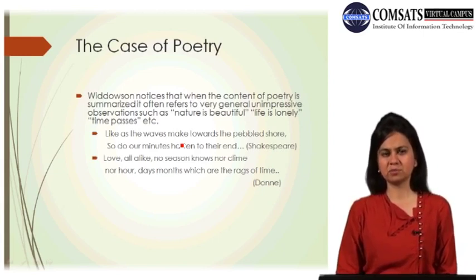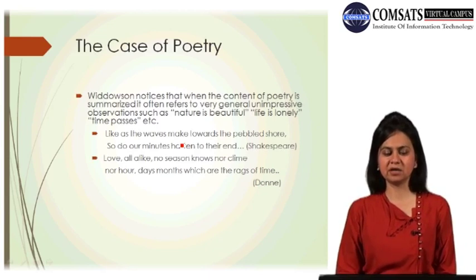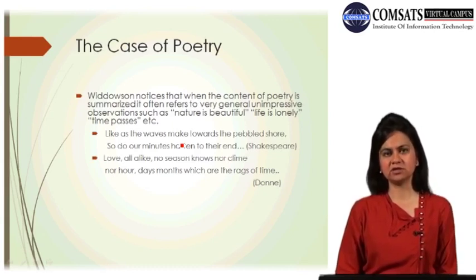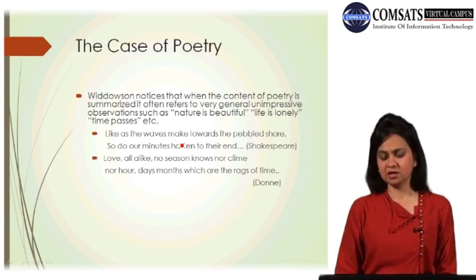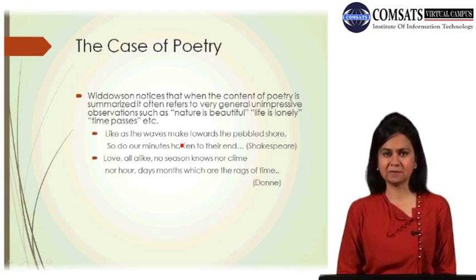Now, to understand those things, the analyst has to pay specific attention to those details. Widdowson notices that when the content of poetry is summarized, it often refers to very general, unimpressive observations. The analysis of these lines would enable us to understand Widdowson's observations about the general analysis of poetry. Widdowson is raising a kind of opposition to those methods of text analysis, specifically poetic analysis, where we generalize our understanding, meaning, and interpretation of a poem. For example, giving the examples of two poets, Shakespeare and Donne, Widdowson explains the idea of generalization and very crude remarks and interpretations of poetry.